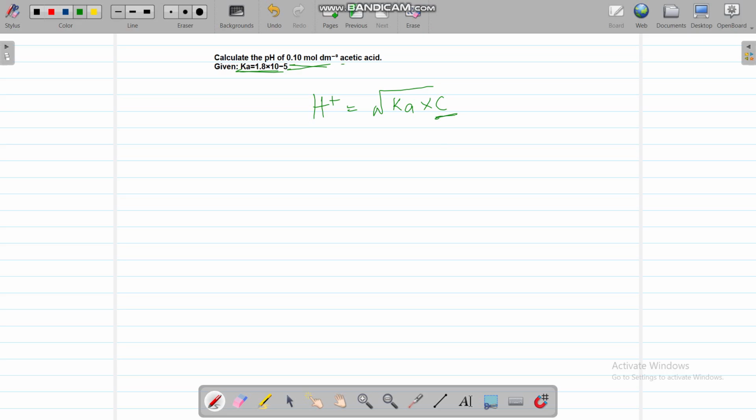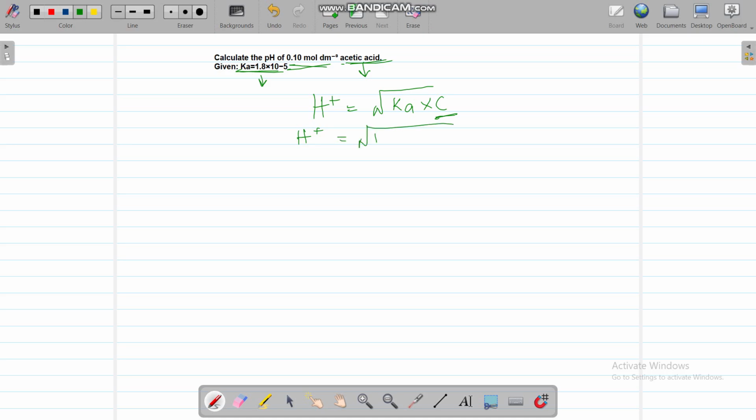And how do we know it is a weak acid? There are two ways you know that you are told to find the pH of a weak acid. You look at the acid, and anytime you are given a constant, it is a weak acid. So, this acid is called acetic acid. Acetic acid is a weak acid, and then you are given a constant. So let's begin solving.